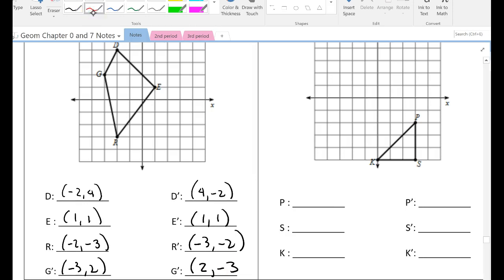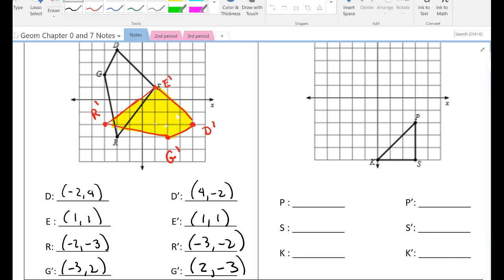So let's pick red here. So we've got D prime is 1, 2, 3, 4, -2. So there's D prime. And E prime is going to be here also. E and E prime are on top of each other. R prime is -3, -2. So here's R prime. And lastly, we have G prime, which is 2, -3. So that's G prime. And then we'll go ahead and connect the dots. And let's highlight that just to make it a little easier to see.